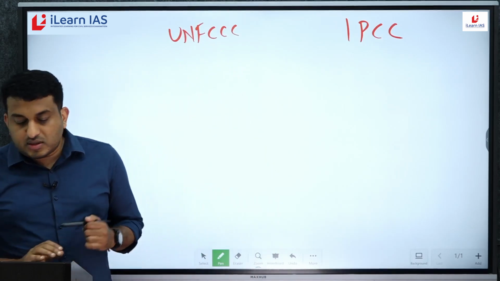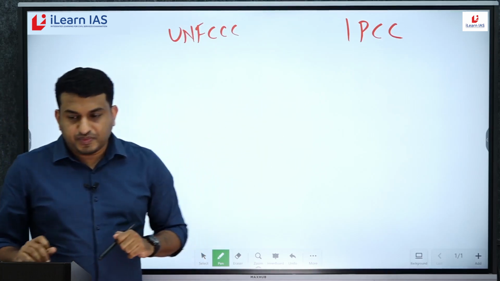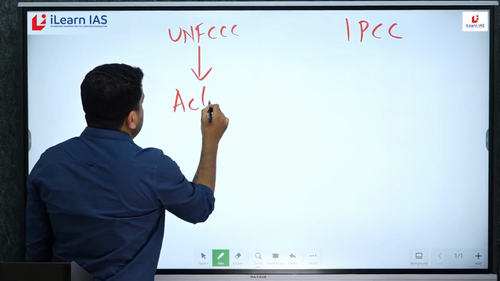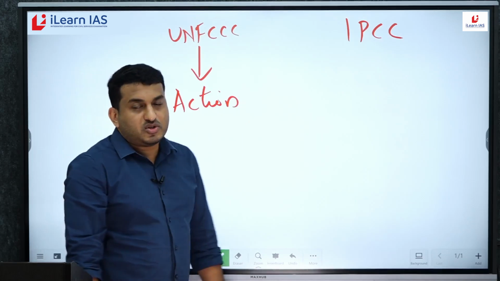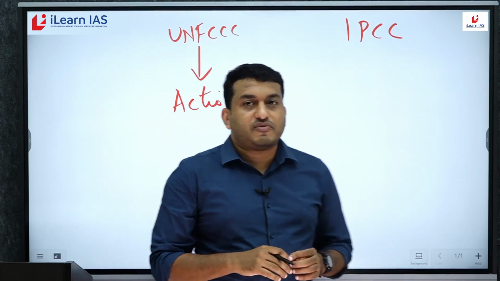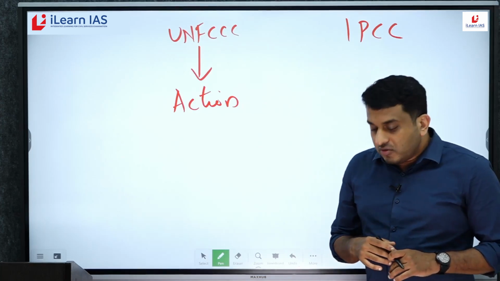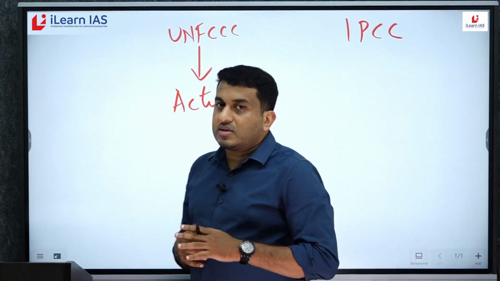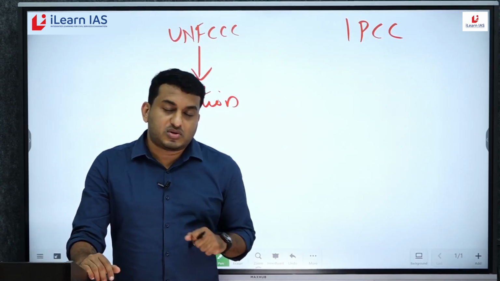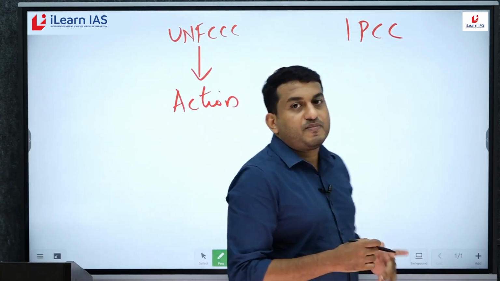Now, what is this UNFCCC and IPCC? What is the fundamental difference between these two? UNFCCC takes actions with respect to climate change, right? UNFCCC has got different COPs, Conference of Parties, where the world leaders come and sit together and discuss the causes, consequences, and how we can actually mitigate climate change, etc. So UNFCCC takes action.